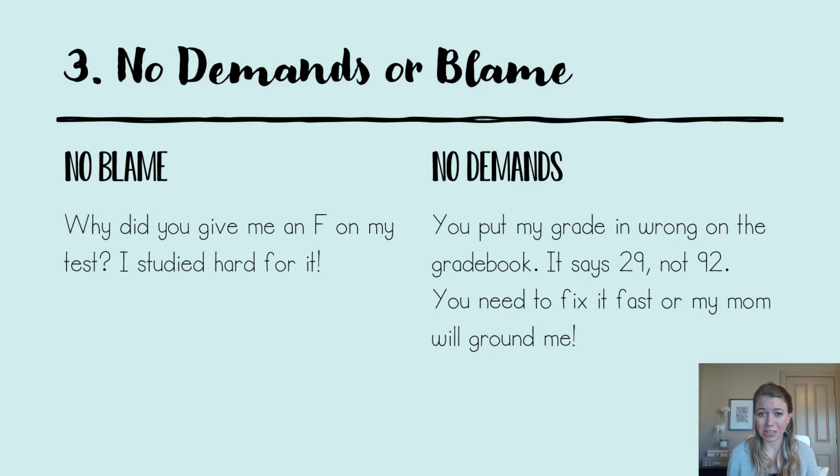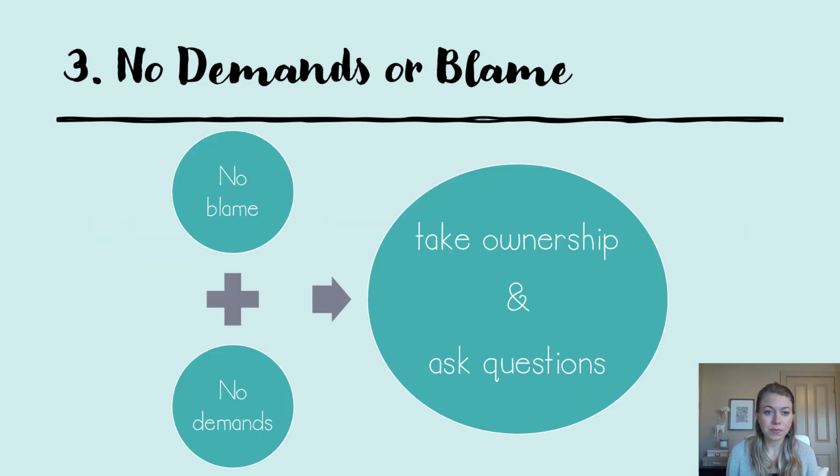They want help changing their grade. So how do you go about fixing this? Well, to avoid blaming and demands, you're going to do two things. You're going to take ownership where you should, and you're going to ask questions instead. So that student who failed and doesn't know why they got that grade, instead, should ask a question. Can we meet so that you can help me understand why I failed? I studied a lot and I really thought I knew it.